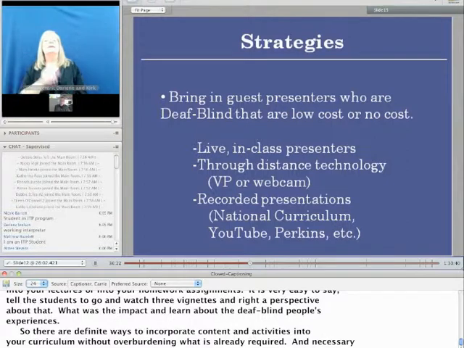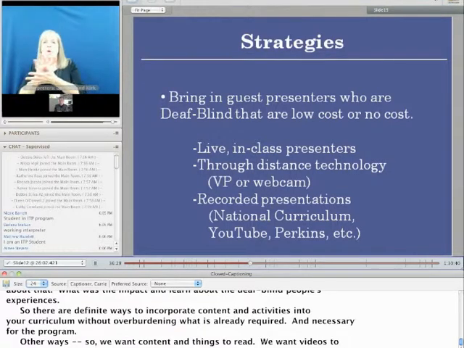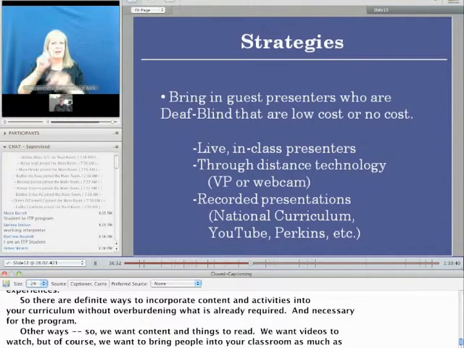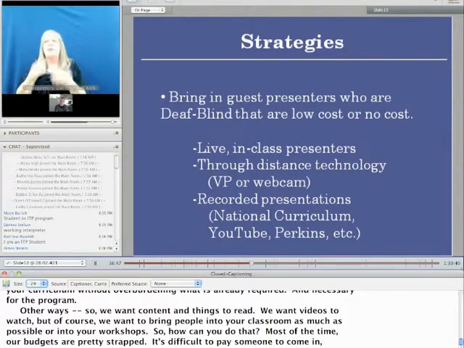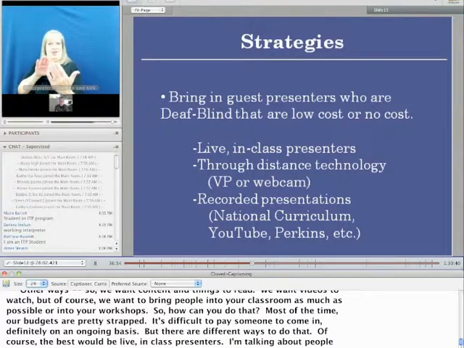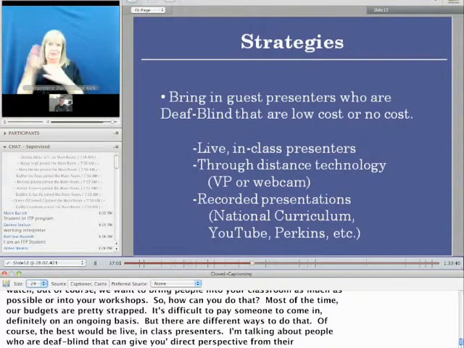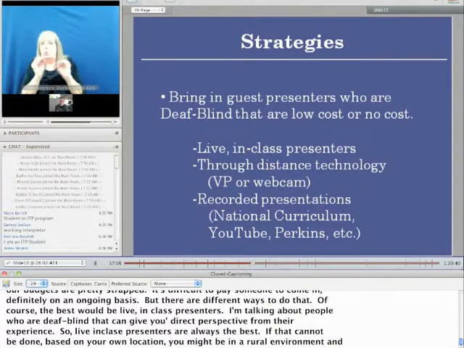Other ways. So we want content and things to read, we want videos to watch, but of course, we want to bring people into your classroom as much as possible or into your workshops. And so how can you do that? Most of the time, our budgets are pretty strapped. It's difficult to pay someone to come in, definitely on an ongoing basis, but there are different ways to do that. Of course the best would be live in-class presenters. I'm talking about people who themselves are deafblind that can give you direct perspective from their life experience. But if that can't be done, based on your own location, you may be in more of a rural environment and you don't have access to a large deafblind community, you want to be able to access people in a different way.